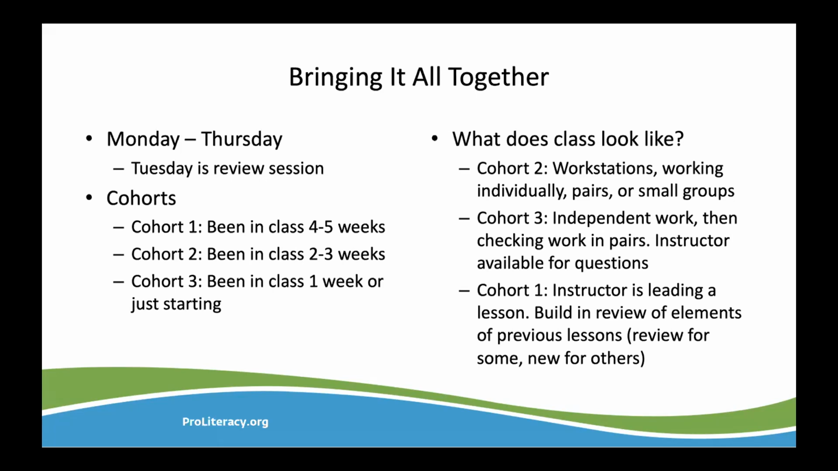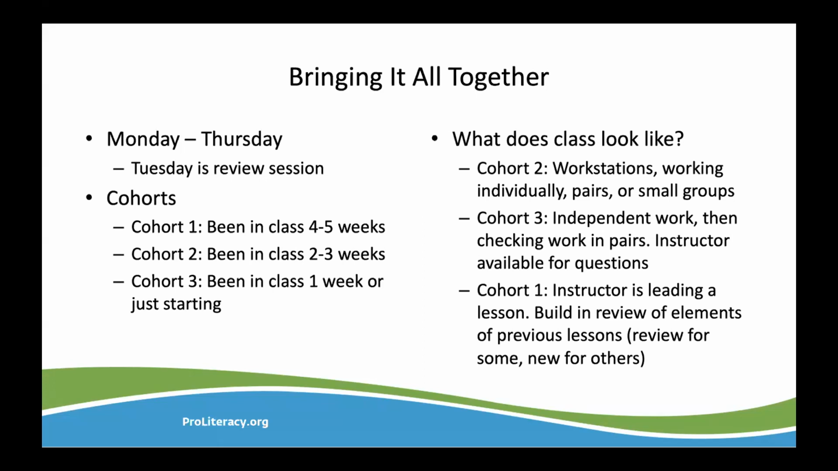So to the right, we have, what does class look like? Your second cohort, at this point, they may be in workstations, right? So they're working individually. You have some people who are supporting each other in small groups. They're working in pairs, right? And I don't want anybody to think that pairs necessarily look like people at the same level, because a lot of times instructors will group students at the same level. Group them at different levels. We can always learn from each other, right?